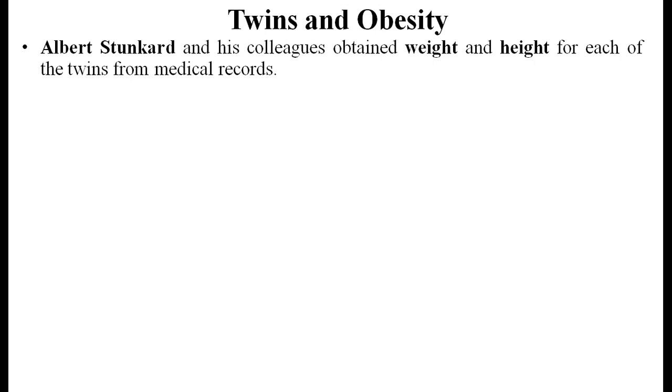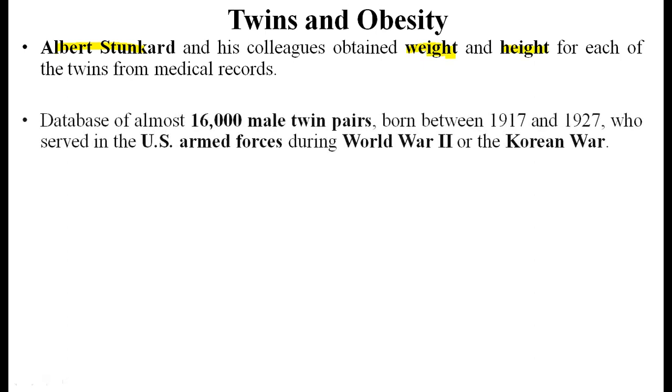So Albert Stunkard and his colleagues obtained data from the medical reports of the soldiers from the American Army, and they obtained the data about weight and height for each of the twins. And they studied 16,000 male twin pairs.